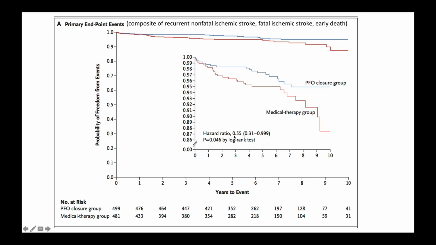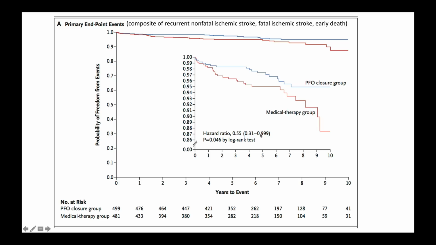And their hazard ratio here is 0.55, or the PFO group has a 55% proportional risk of event compared to the medical therapy group. Put another way, they have a 45% reduced risk of non-fatal ischemic stroke, fatal ischemic stroke, or early death compared to the medical therapy group. So they have a 45% reduction in risk of the outcome compared to the medical therapy group.